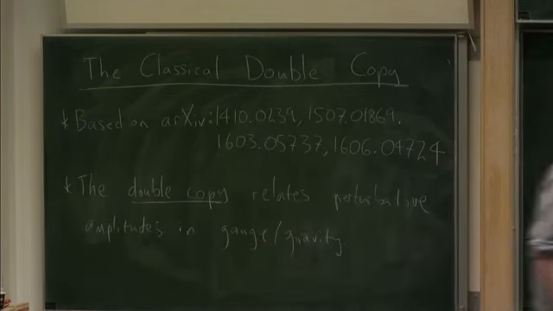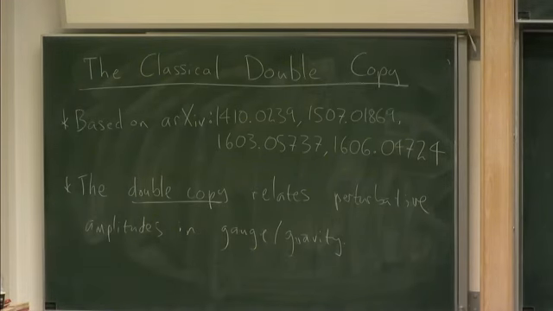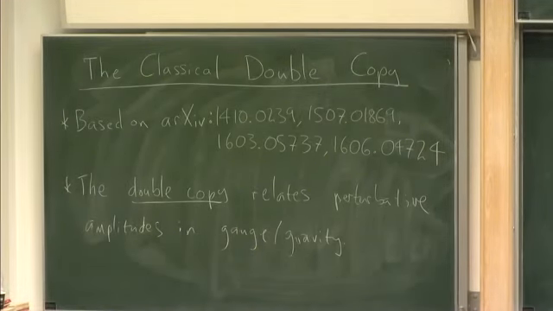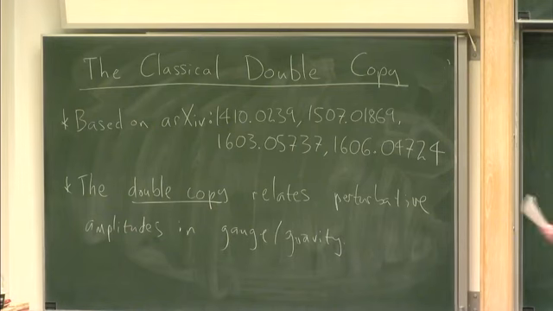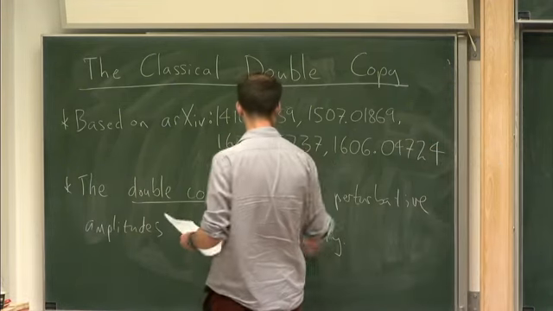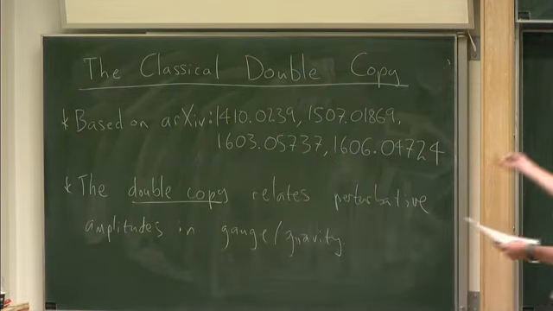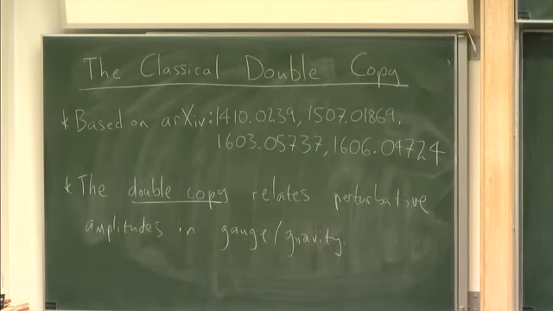So when I say gauge theory in this talk, I mean something like QED or Yang-Mills theory, an abelian or non-abelian gauge theory. Gravity is, of course, a kind of gauge theory, but I have to draw some distinction between the two types of theory, so I'll call them gauge and gravity theories. So the double copy is some relationship which is purely perturbative between those two theories.